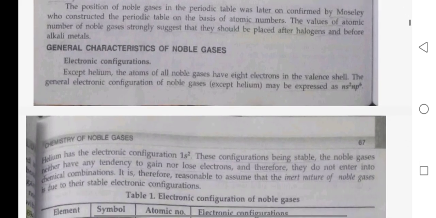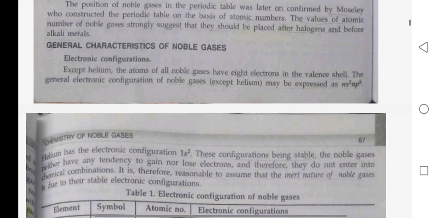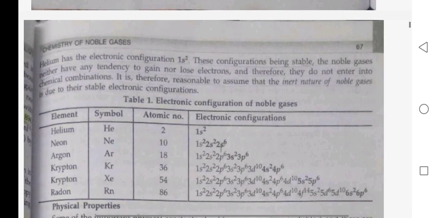Electronic configuration. Except helium, the atoms of noble gases have 8 electrons in the valence shell. The general electronic configuration of a noble gas may be expressed as ns2 np6. Helium has the electronic configuration 1s2.